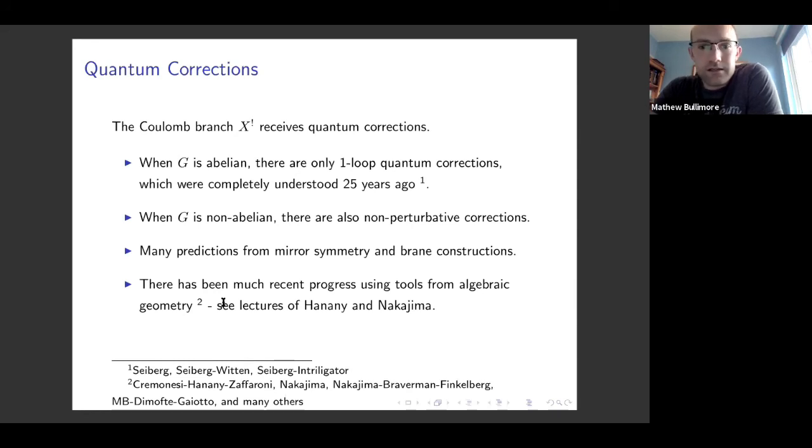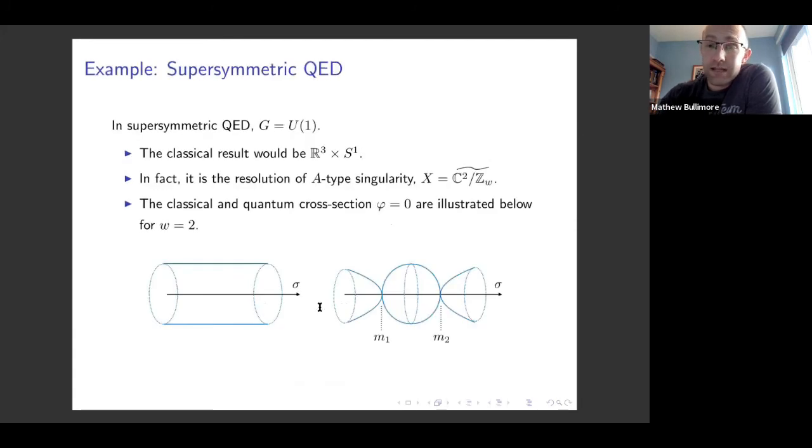And that uses techniques more from algebraic geometry. So it's something that tells you about the Coulomb branch as an algebraic variety, or perhaps a symplectic algebraic variety. And I'm not sure, but I suspect certain aspects of that will be discussed in some of the other lectures in this summer school. Okay, so I'm not going to discuss that in detail in my lectures. That would be another course, I think. So let me instead just give you an example to see what things look like.